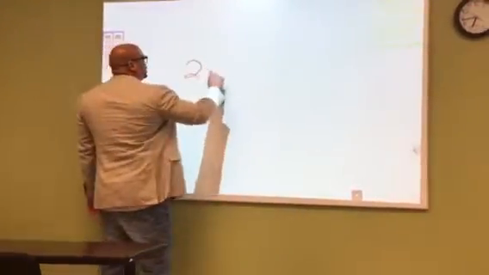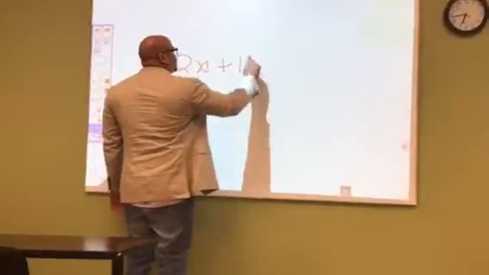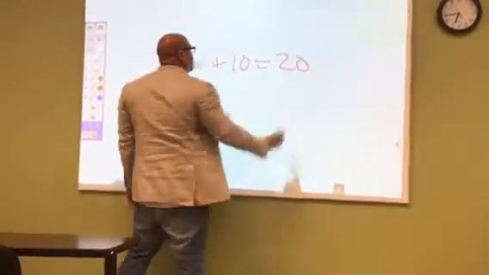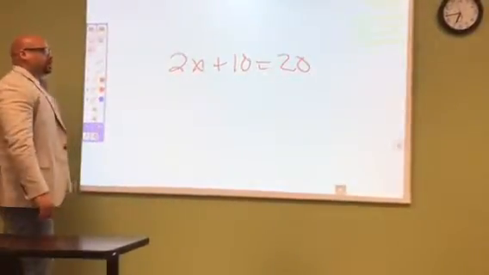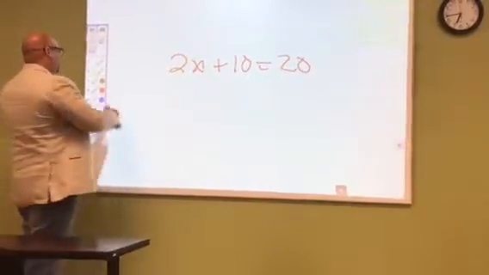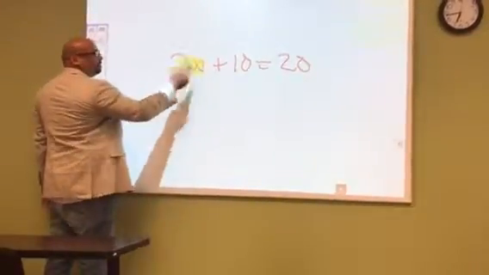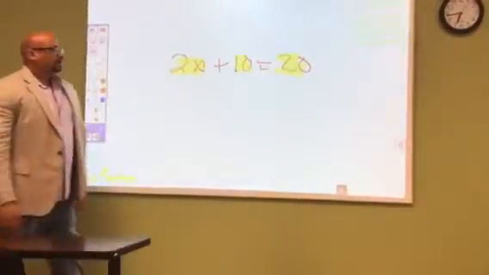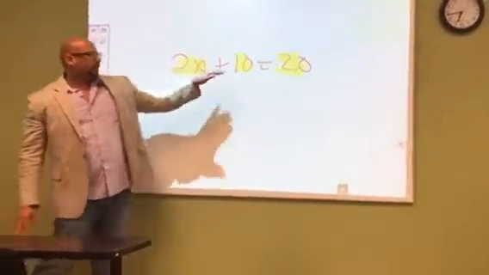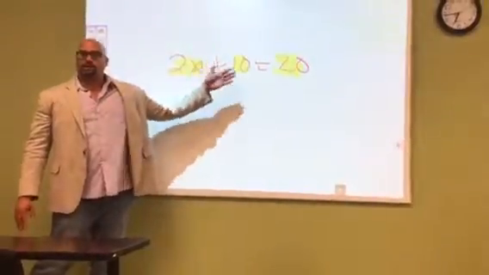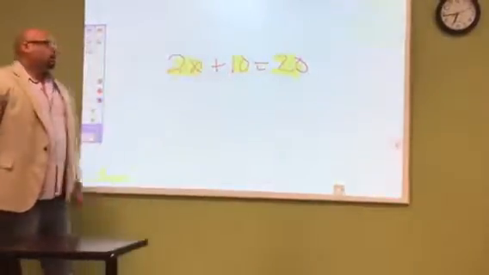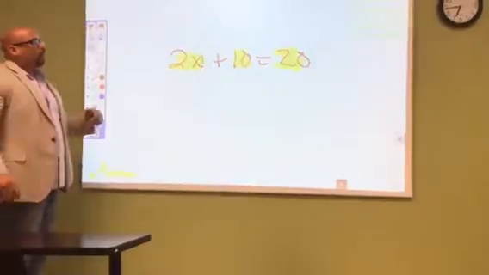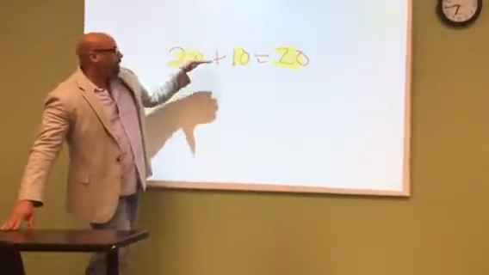How about 2x plus 10 equals 20? How many terms do we have there? 3, right? The 2x is a term, the 10 and the 20. Those are called terms, the things in between the operators. The operators are the plus and the equal. So, ladies and gentlemen, we have a variable, a number, and a number.